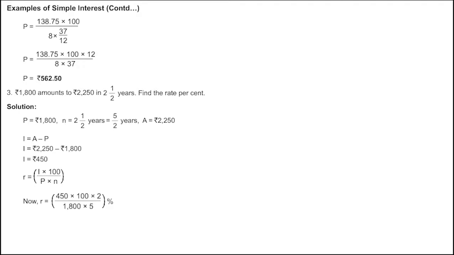By substituting all the given values, what do we get R as? In the numerator, I is 450 into 100 into 2 whole upon 1,800 into 5. Now we know that 2.5 years can be written as 5 upon 2 years. So N is in the denominator. So in the denominator we have 5 upon 2. And hence when we convert the division into multiplication, it becomes 2 upon 5. So we get R is equal to 450 into 100 into 2 whole upon 1,800 into 5 percentage. After simplification, we get this value as 10%. So what is the rate per annum?